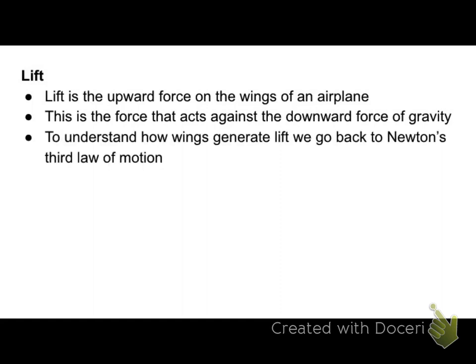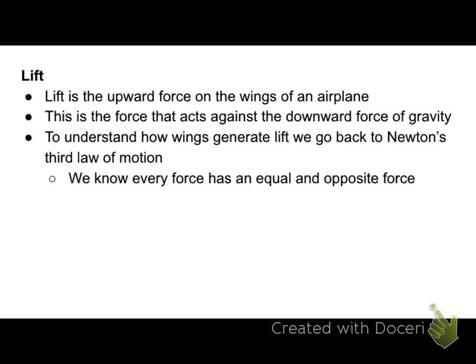To understand how wings generate lift, we need to go back to our understanding of Newton's third law of motion. If you remember, Newton's third law of motion says that for every action, there is an equal and opposite reaction. That means any force that is applied to an object, that object applies an equal force in the opposite direction, back on the object applying the force. The example we often use is when you push on the wall, the wall pushes back on you. Equal forces in opposite directions.